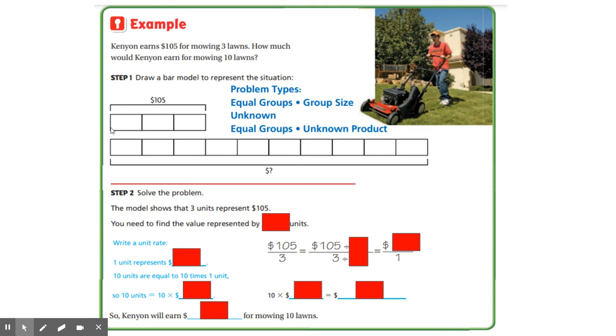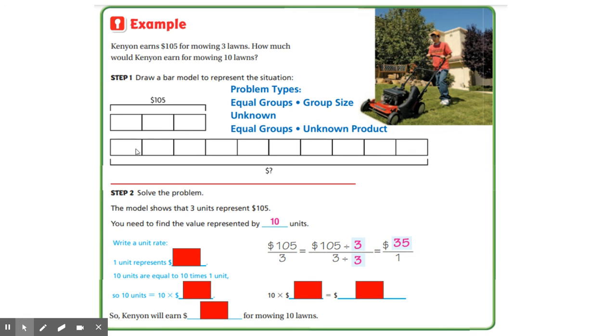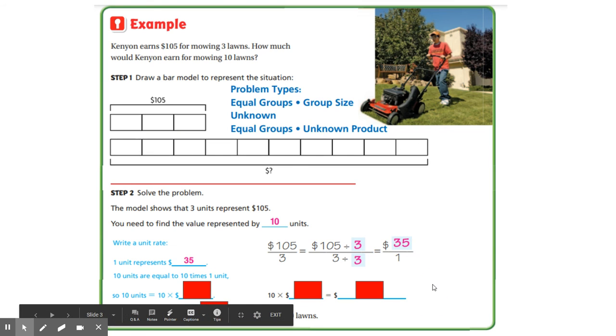So we draw these bars, and we know that he mowed 3 lawns to get $105. So if he would mow 10, these boxes each stand for a lawn, what would he earn for mowing the 10 lawns? So I have to first figure out what one lawn would be. What number would go into each box? So if I would divide that out, 105 divided by 3, that would give me $35 per lawn. So each one of these boxes has a 35 in it. So if I know that all 35s are in these 10 boxes, 35 times 10 is going to give me $350 for mowing 10 lawns. Not a bad little paycheck.